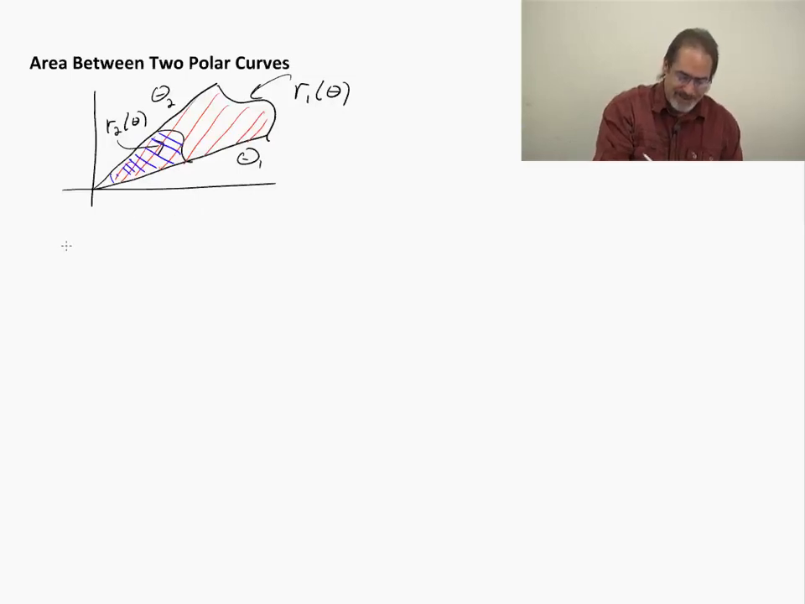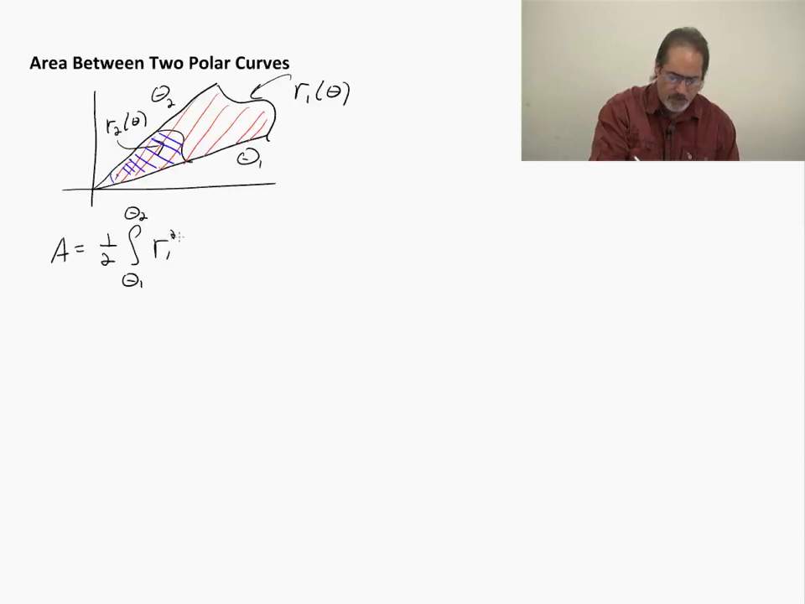So what that tells us is that the area between two curves is going to be equal to 1/2 the integral from theta 1 to theta 2 of R1 squared of theta minus R2 squared of theta d theta, for R1 of theta greater than or equal to R2 of theta.